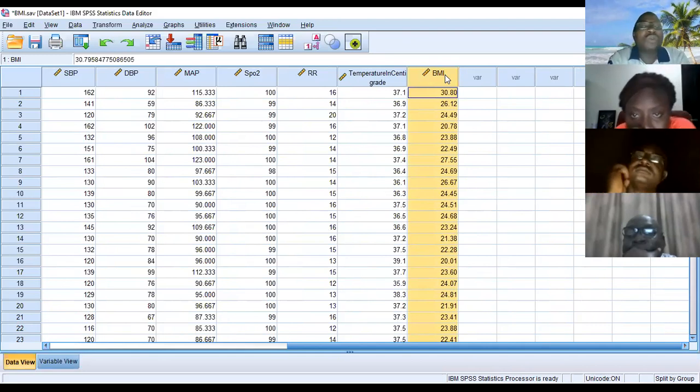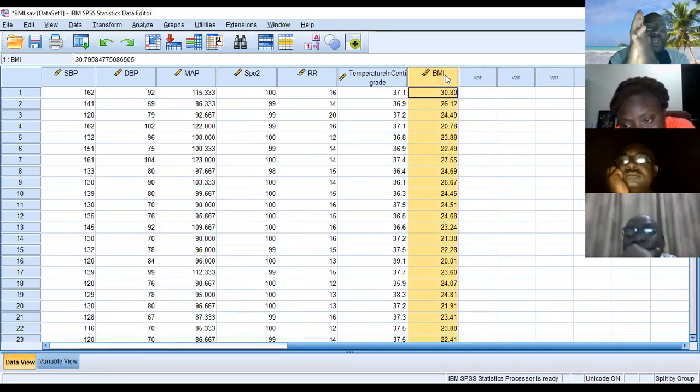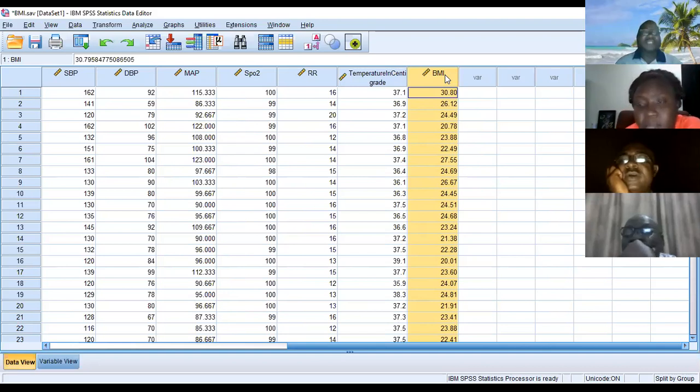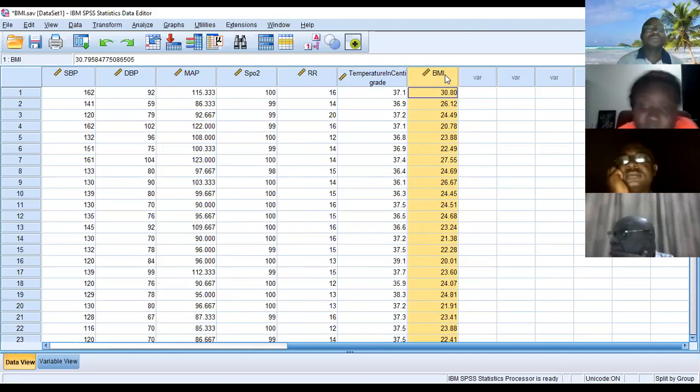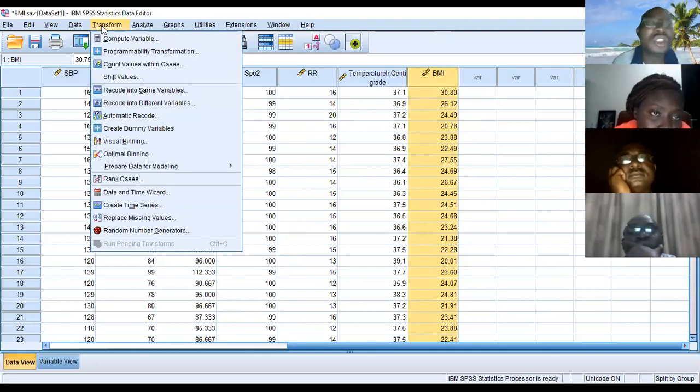Now, we want to calculate BMI. You know BMI is the weight over what? Height square. Yes, thank you. Don't even delete it, leave it. You can just call it BMI 2. So go to transform. We want to calculate BMI from the height. You don't need to enter. So put compute, the first option.